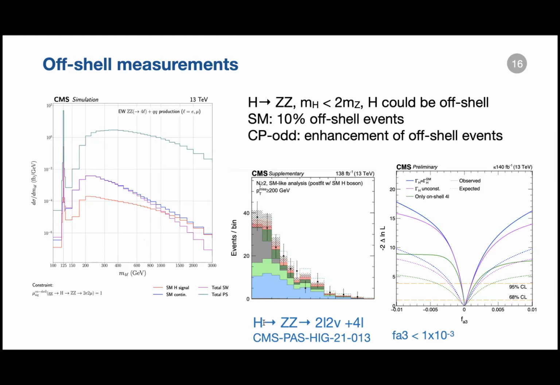So by combining the Higgs ZZ decay to 2l2nu and 4 lepton, this is the 2l2nu offshell events. The red ones are the Higgs offshell tails, and all the other ones are from the background. By using these events, one can constrain the CP odd contributions up to 10 to the minus 3. So this is also remarkable.